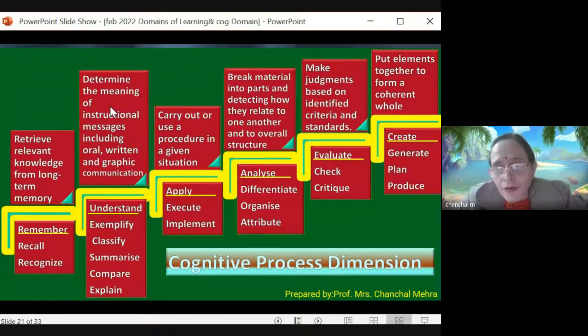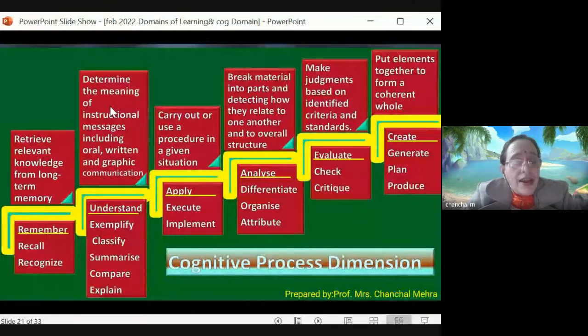The type of outcomes which need to be there at the understand level includes where the students need to exemplify or give examples for a particular situation. That is, they understand the situation and they give the examples, they classify the things into different categories, summarize the thing, compare the thing, and explain many of the things or describe many of the things.